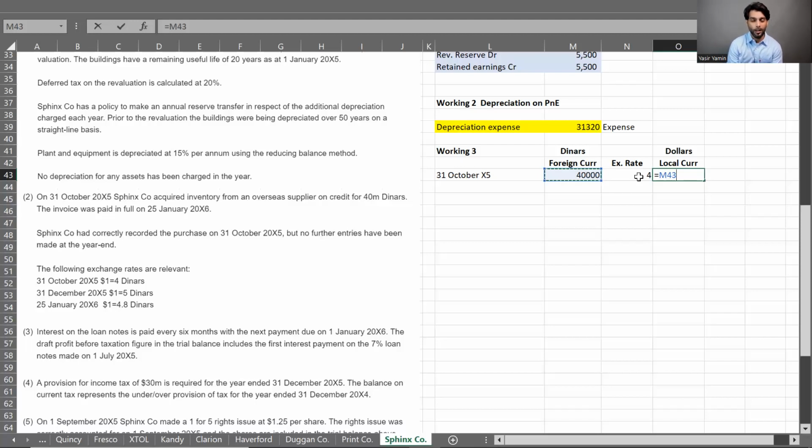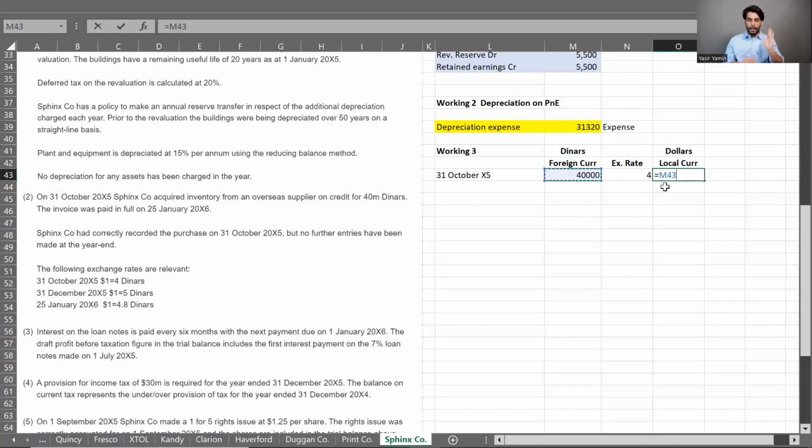You study direct quotes and indirect quotes in F9. But even if you haven't studied F9, can't you use your common sense? $1 is equal to 4 dinars means that each dollar is equal to 4 dinars. Use your common sense. Dinars are 4, dollars are 1. The dinar is higher and the dollar is lower. So technically, from a higher value, you need to go to a lower value.